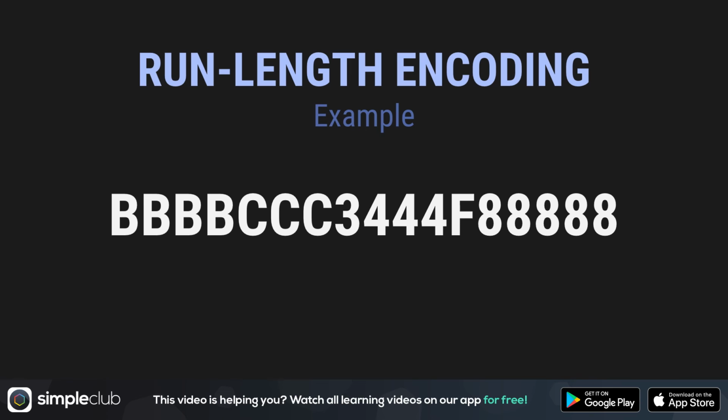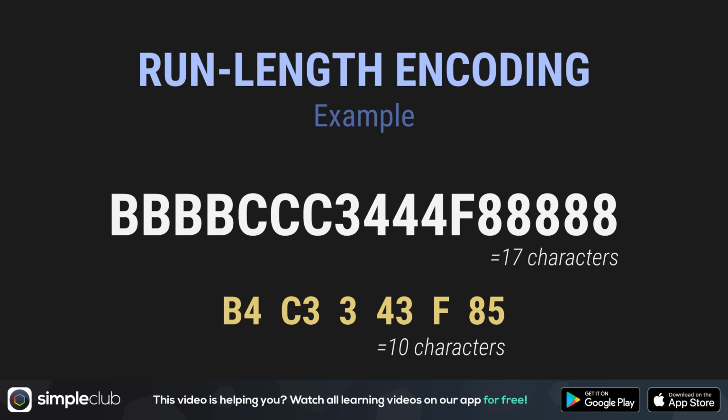And now we're going to go ahead and encode it using run length encoding. Let's look at the first character and see how many times it repeats. B shows up 4 times in a row, so we write B4. Then there are 3 C's, so C3. Next we have a single 3, which we're not going to encode, because it would be longer to write the 3 and a count of 1. Then we write 4-3, then a single F, and it ends with 5 8s. So you can cut the number of characters down from 17 to 10, but the content's still the same. That means you're saving some 40% of the space available.